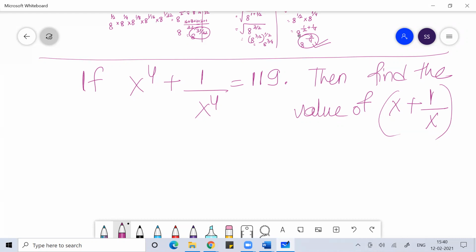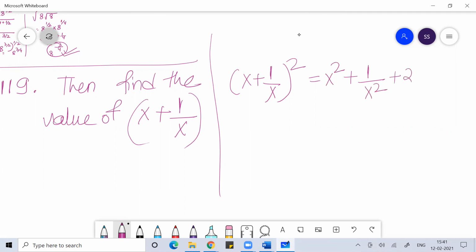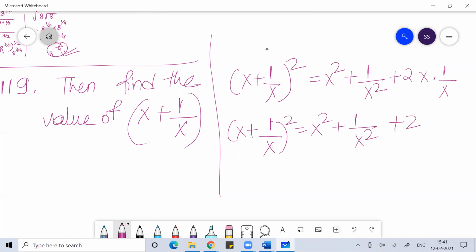Now, in order to do these kinds of questions, you have to remember one thing: the expansion of x plus 1 by x whole square. You will get x square plus 1 by x square plus 2ab, that is 2 into x into 1 by x. So x plus 1 by x whole square is x square plus 1 by x square plus 2. Is this part clear, everyone?